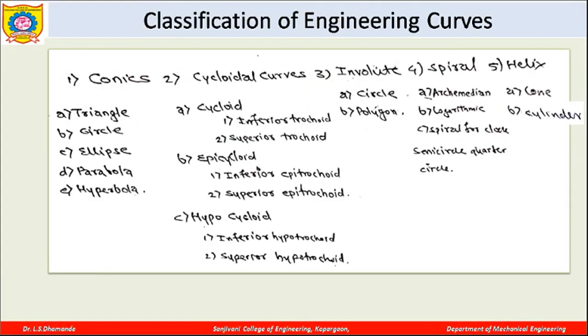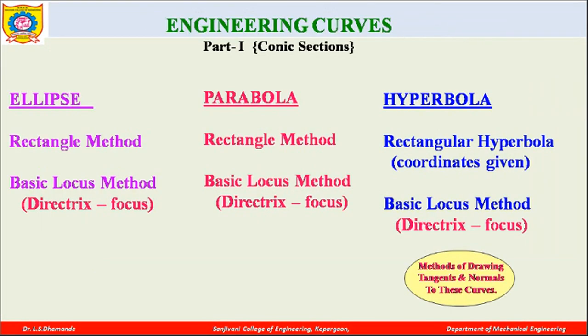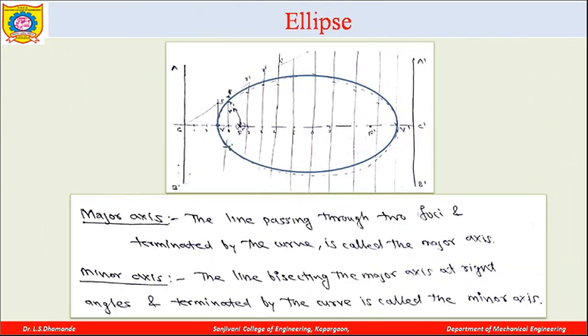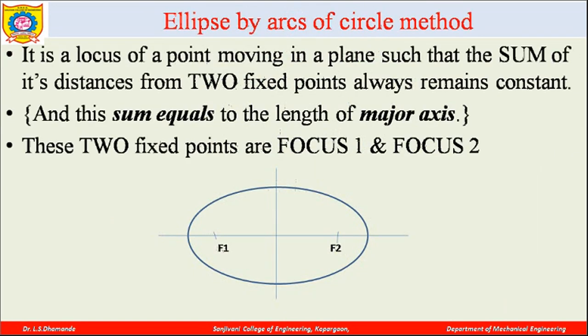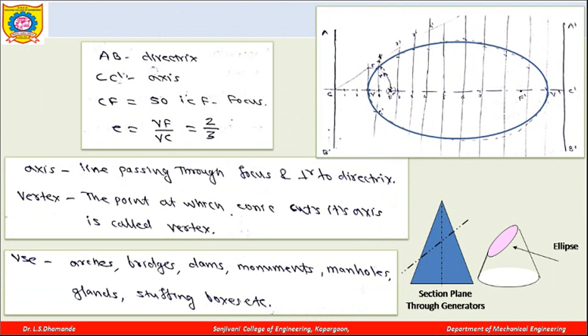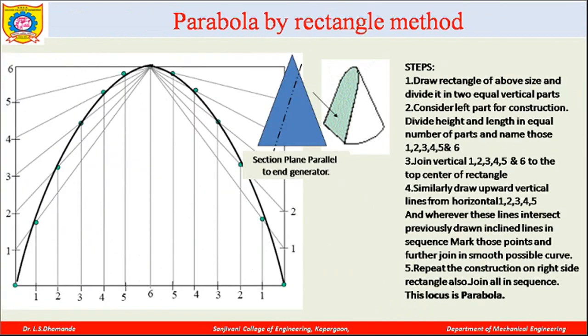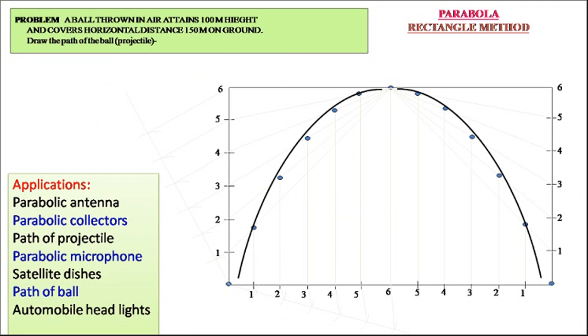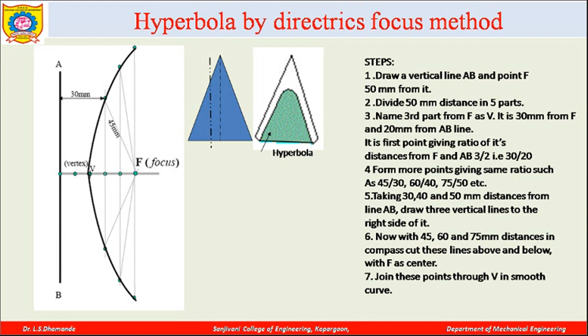We are looking into the constructions of different engineering curves. First we have seen how we can draw the ellipse by using the concentric circle method, and then we have seen the parabola, how we can draw it by using the rectangle method. And now we are going to discuss the hyperbola by using the directrix and focus method.